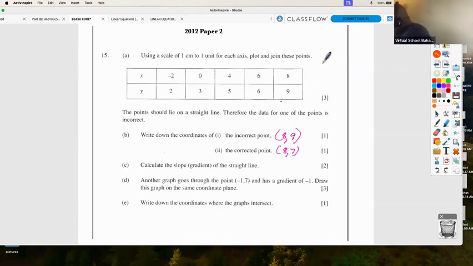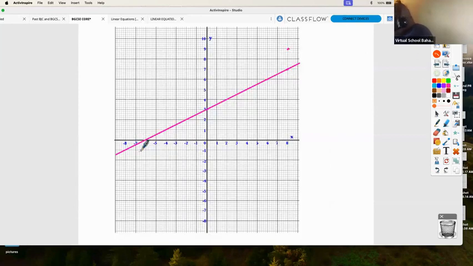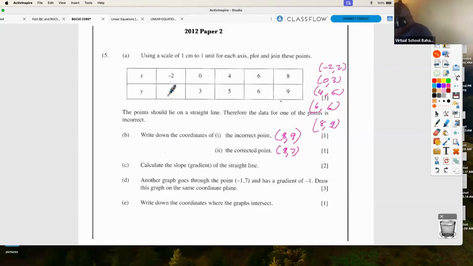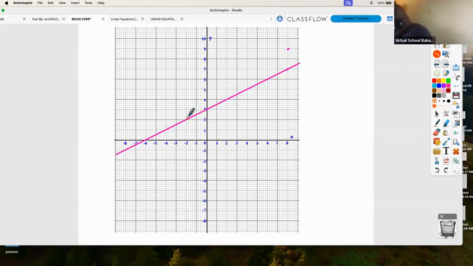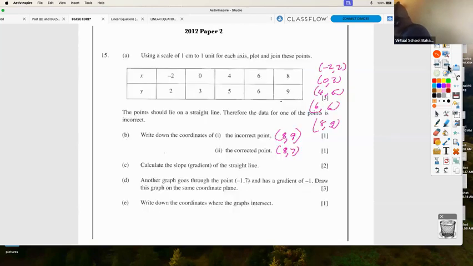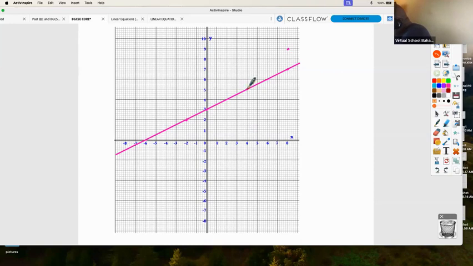They give us the points here. The points were negative 2, 2, 0, 3, 4, 5, 6, 6, 8, 9. So when we go on our graph paper, those are the points that we plot. So negative 2, 2 was one of the points. Then 0, 3 was another point. And 4, 5 was one of the points.